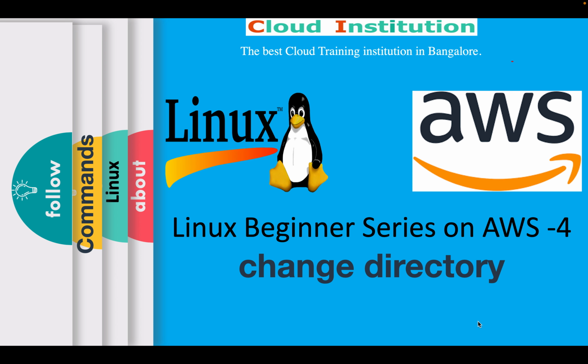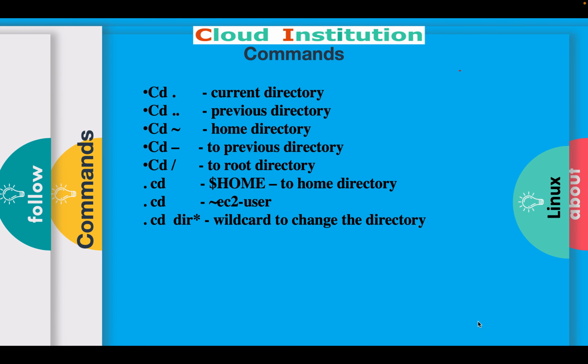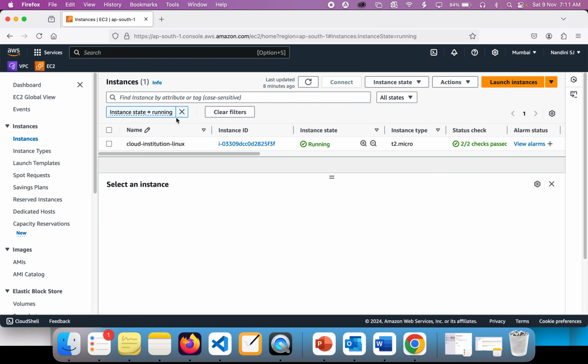Okay, so today in this video we're going to see the Linux beginner series on AWS 4. The topic is going to be change directory. Now we're going to see some of the interesting commands on change directory, which is cd. Let's see how the cd works and what the different commands we're going to use are. Let's see the first and foremost commands, cd dot and cd dot dot. Now let's go back to the console.